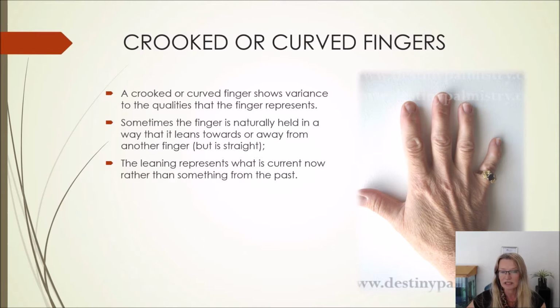So the leaning itself represents what is current now, what the person is kind of going through right now, rather than something from the past. And what I mean something from the past is if the finger is curved, that means it's happened gradually over a period of time, and in most cases at a young age for that person.